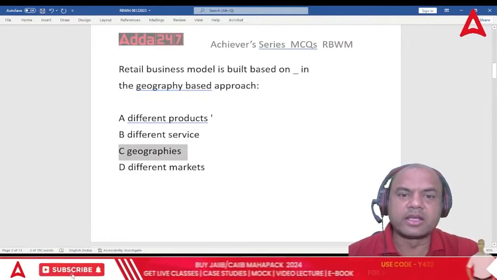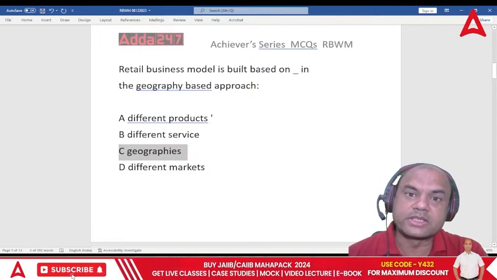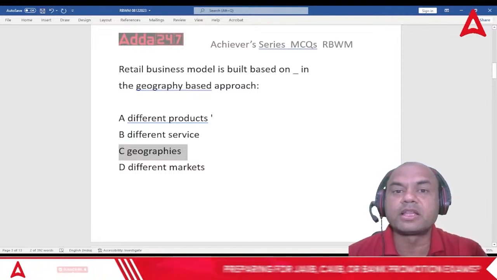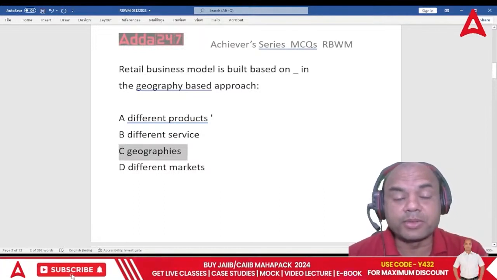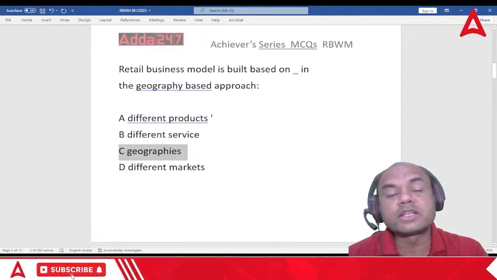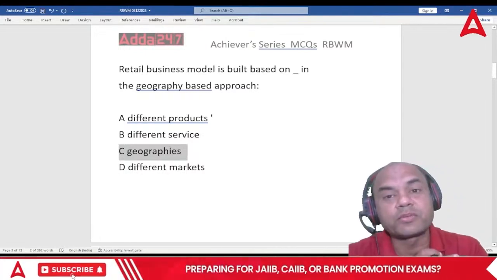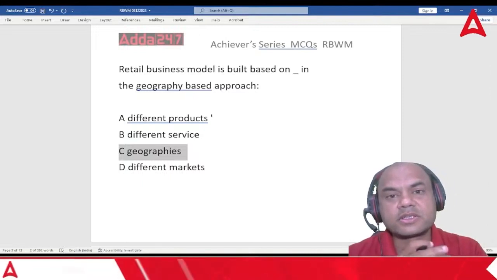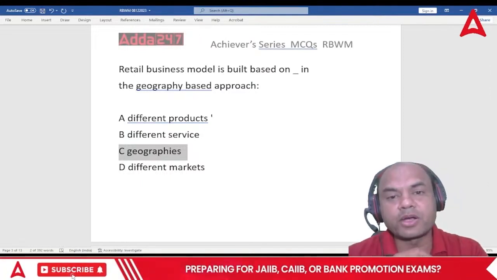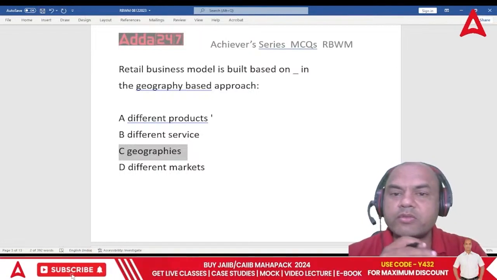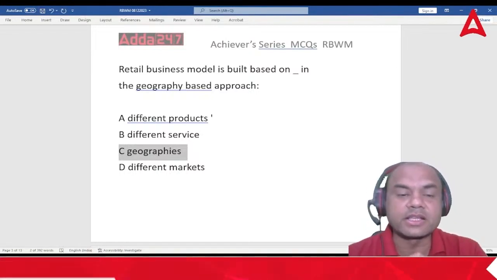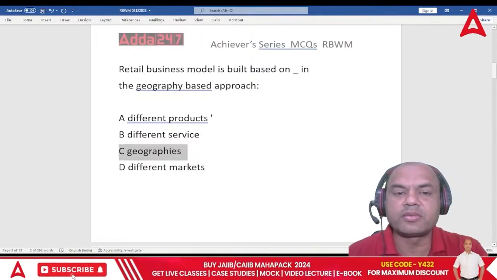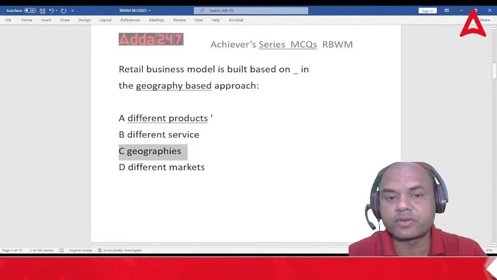Geographies. Correct. Yesterday we covered some different approaches: segmented approach, then geography based approach, then departmental approach. I gave some one liners for you also. So follow that completely, everyone. That's why I'm saying follow the series completely. Because if you start from the middle, you won't get the grip. Some topics we cover in this class, some in other classes. If something important comes up, we cover it wherever we can. So you have to follow the complete series. The answer over here is geographies. Retail business model is based on geographies, in geography based approach.